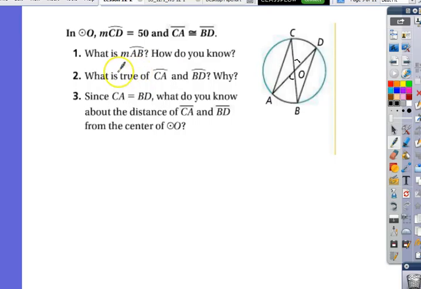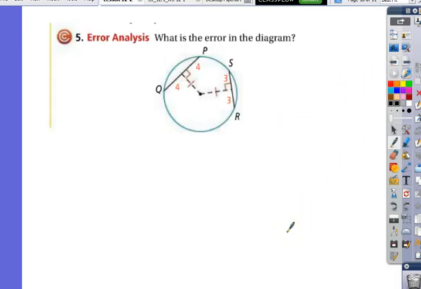All right, what is true about arc CA and arc BD? Stephanie, why? Because these two chords are congruent, it makes the arcs congruent. And since these chords are equal, what do you know about their distances from the center? They're equidistant. Is there an error with this little diagram right here? And if so, what is it?